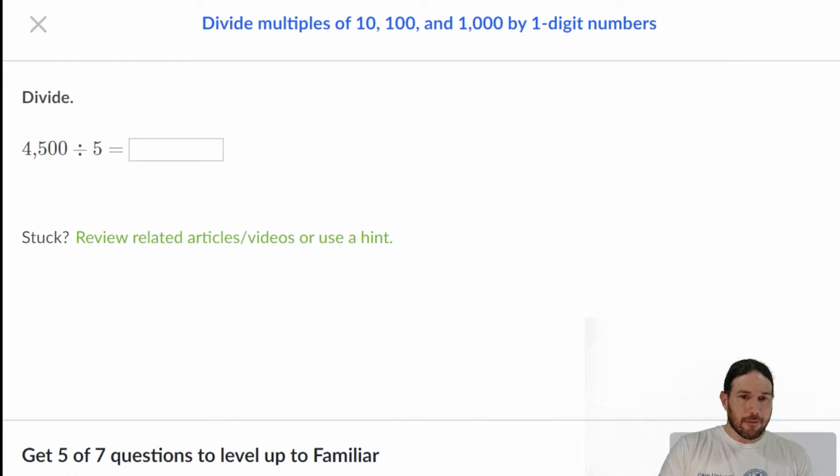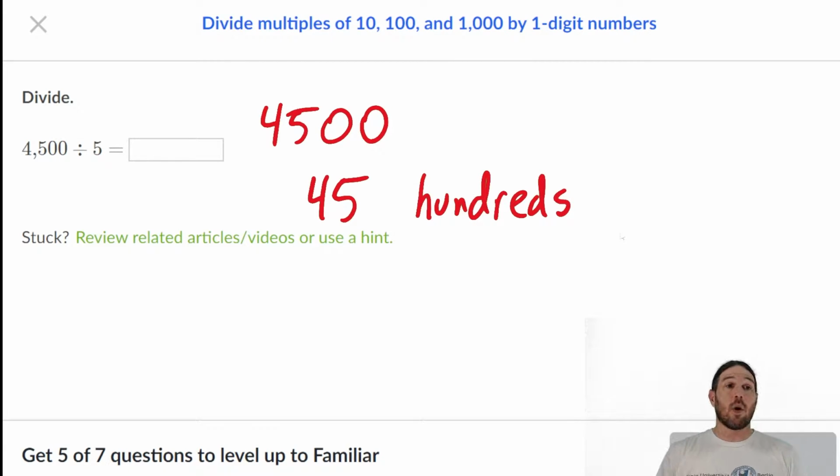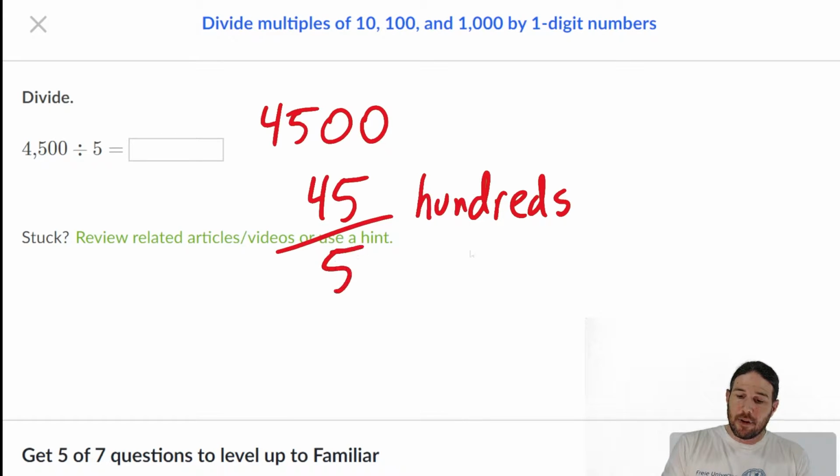So when I say 4,500, I could write that as 45 hundreds, right? 45 sets of 100. Well, if I can divide that by 5, I can divide 45 by 5 and find out how many hundreds I still have.